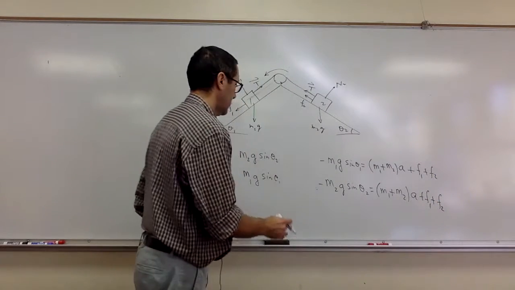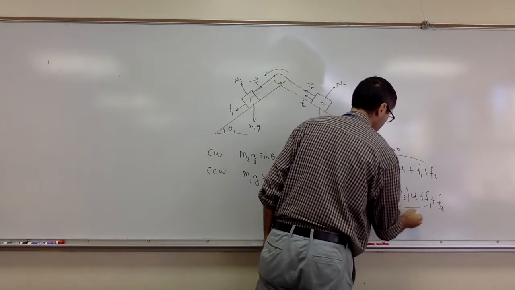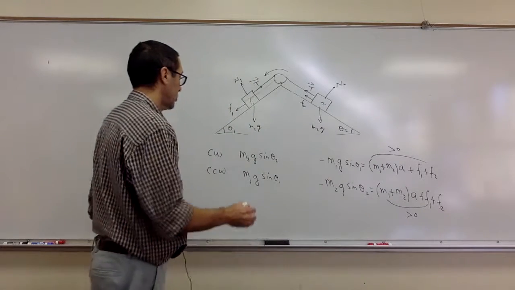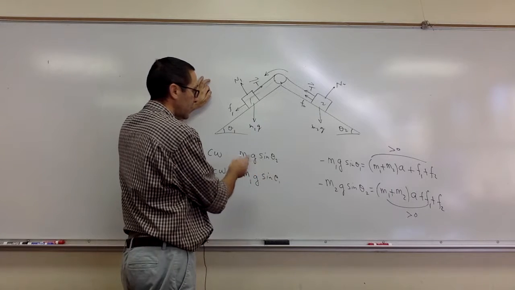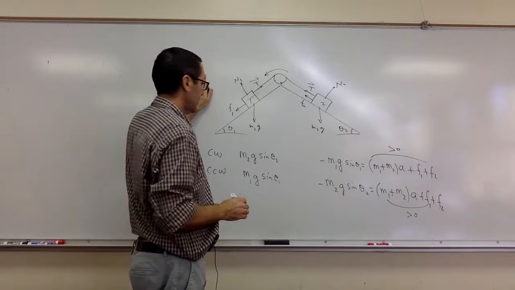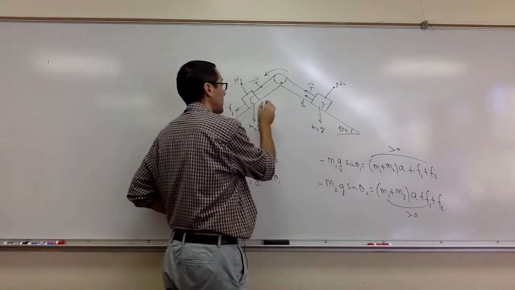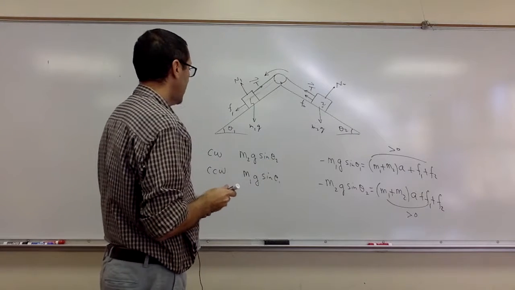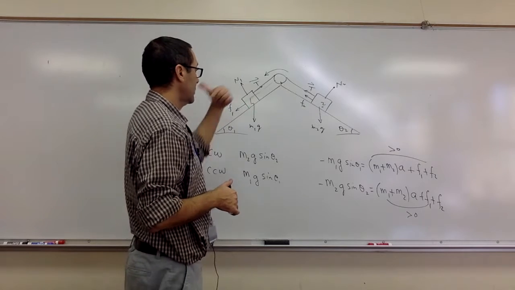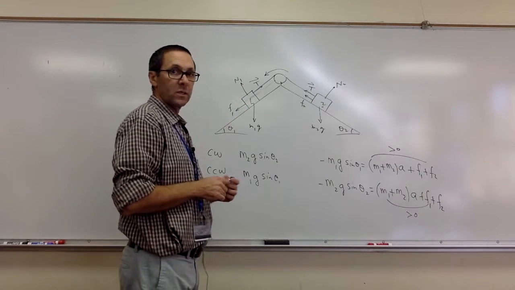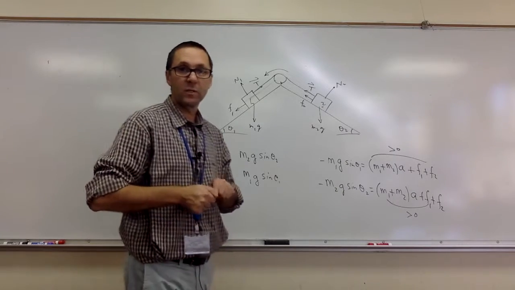Okay? Now, this quantity here is positive, and this one also is positive, right? So basically, to figure out which way it's going to go, it comes down to comparing the mg sine theta on each side. So if the m2 g sine theta 2 is greater than the one for block 1, it will go clockwise. If m1 g sine theta 1 for block 1 is greater, then it will go counterclockwise. And that's how you make a decision about which way to go. So now let's do the problem.